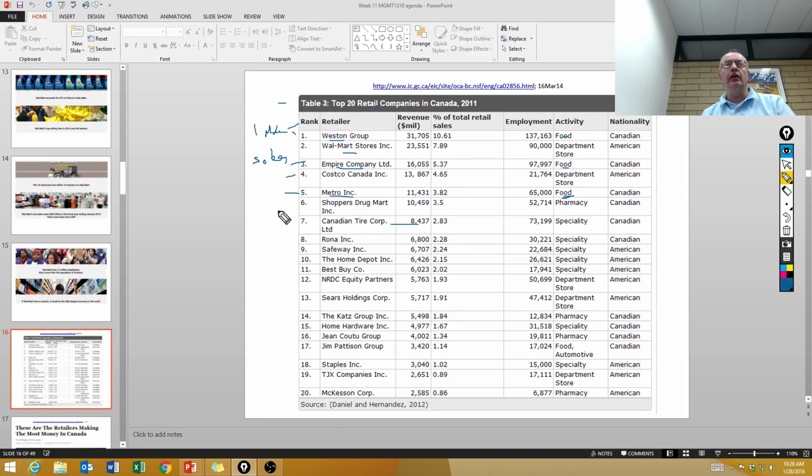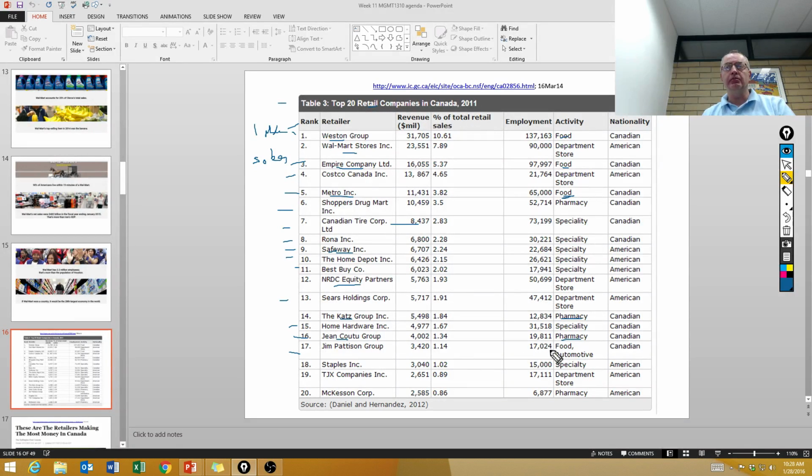Shoppers Drug Mart, Canadian Tire, Rona, so that's a building supplier. Safeway, another food retailer. I know they're in British Columbia; I don't know if we have them in Alberta here. Home Depot, Best Buy. Okay, I don't know who this is, and I don't know who that is either. Sears, Katz Group, that's the pharmacy people from Edmonton that own the Edmonton Oilers. Home Hardware, Jean Coutu, a pharmacy network based in Quebec. They also operate in the United States.